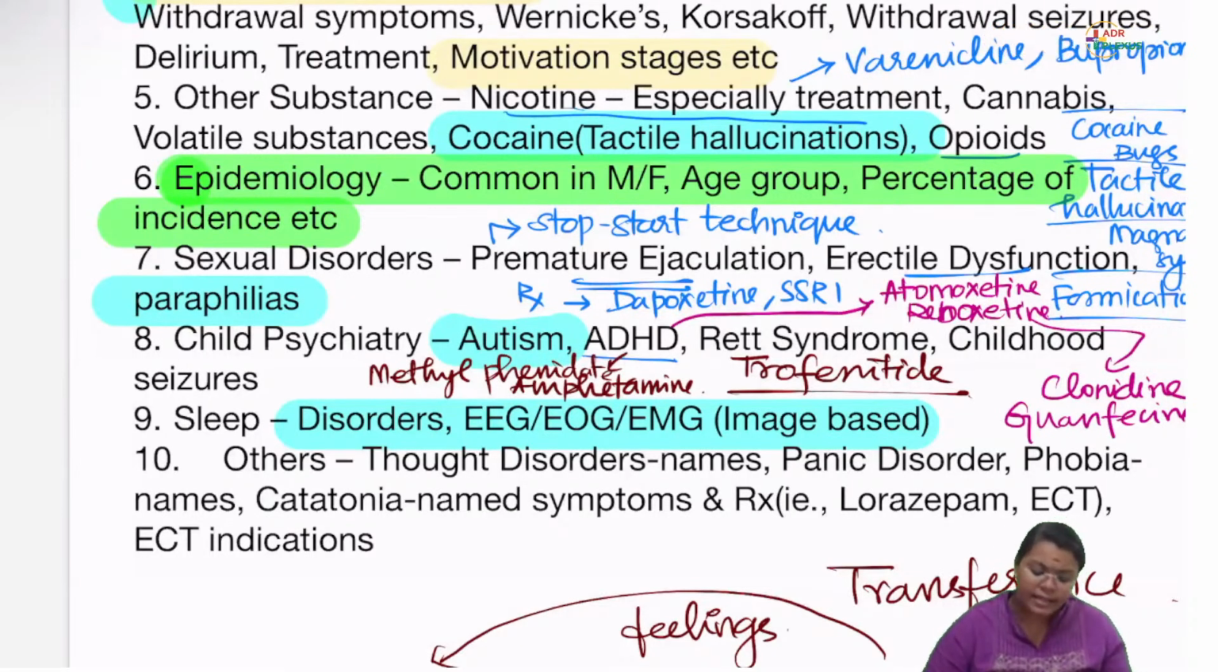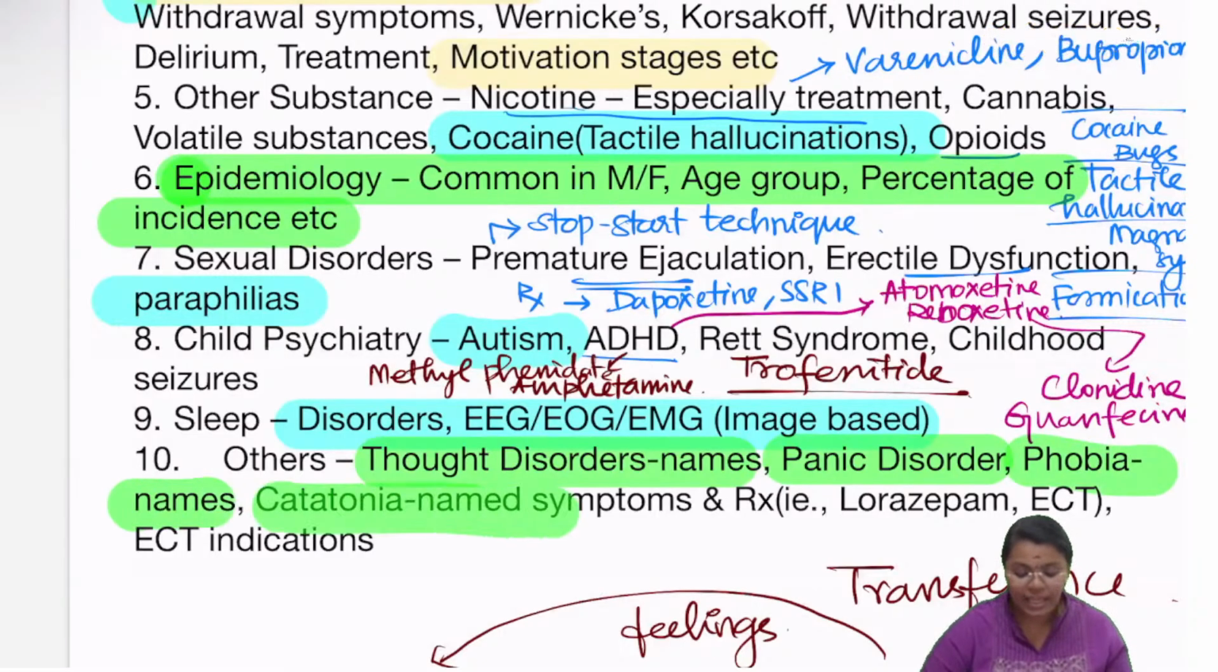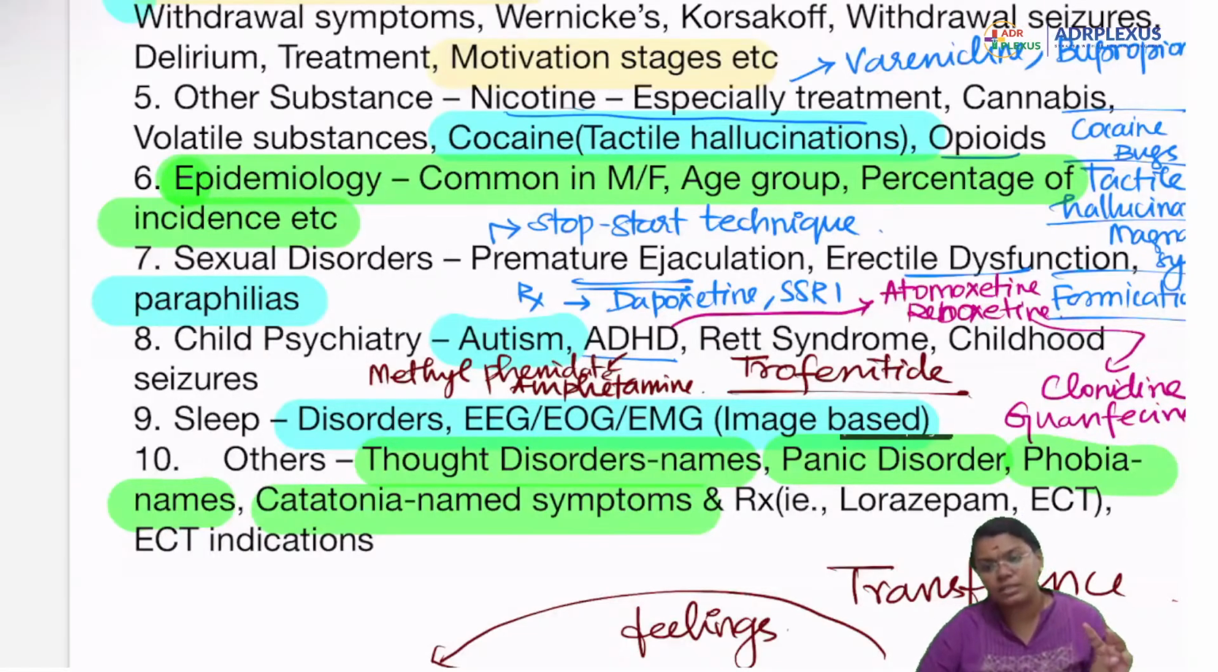Other than that, thought disorders, names, which we usually discuss. What is panic disorder? There was a question. Phobia names can be questions. Catatonia named symptoms are a potential question, not yet asked. It can be an image-based question.